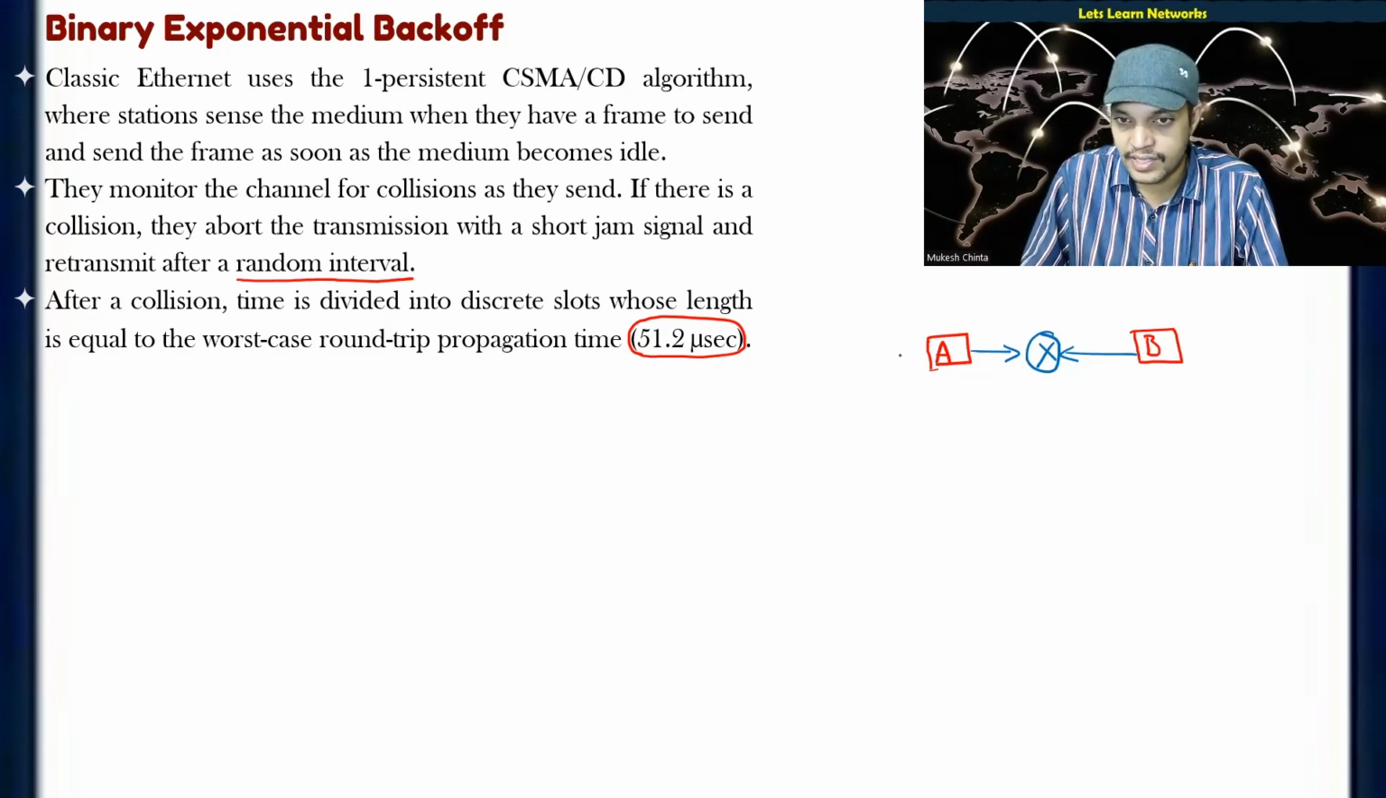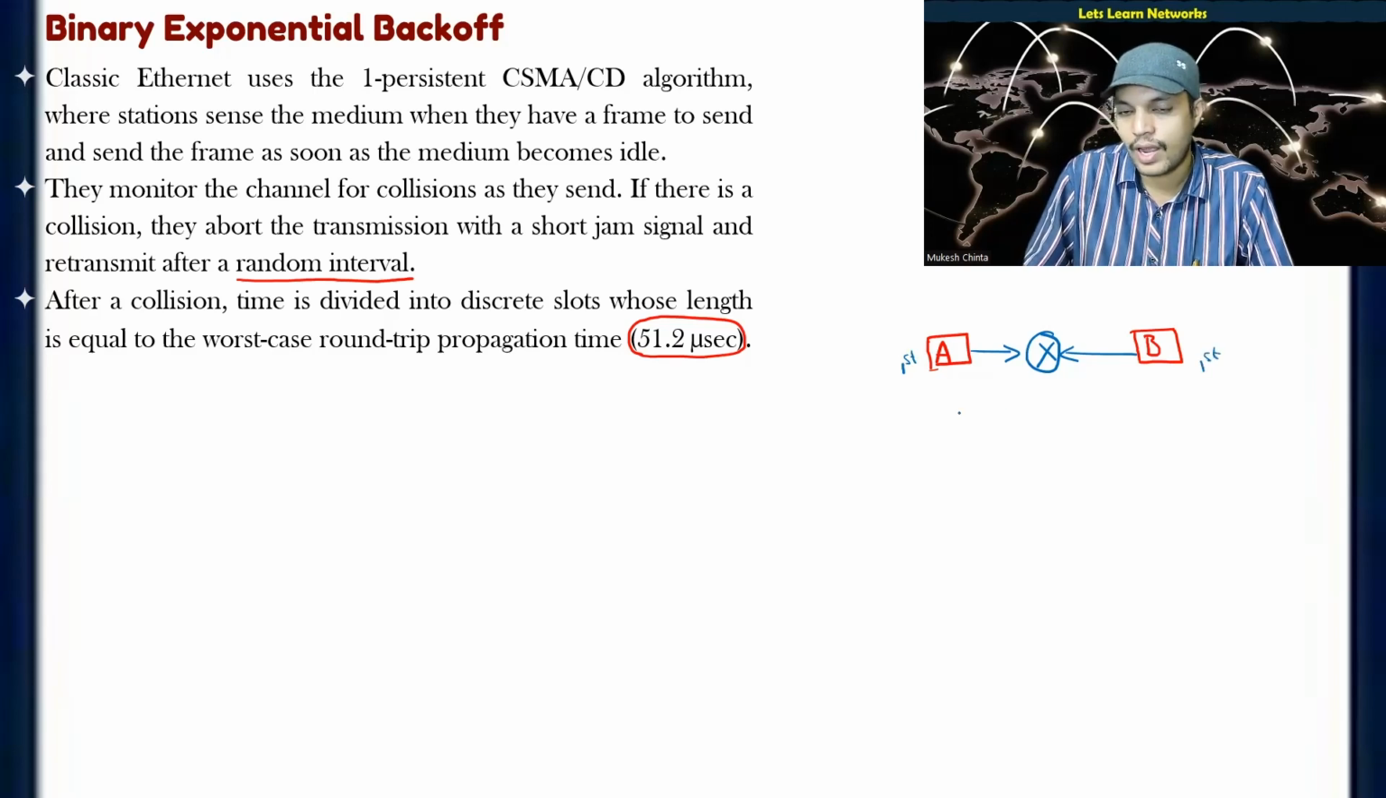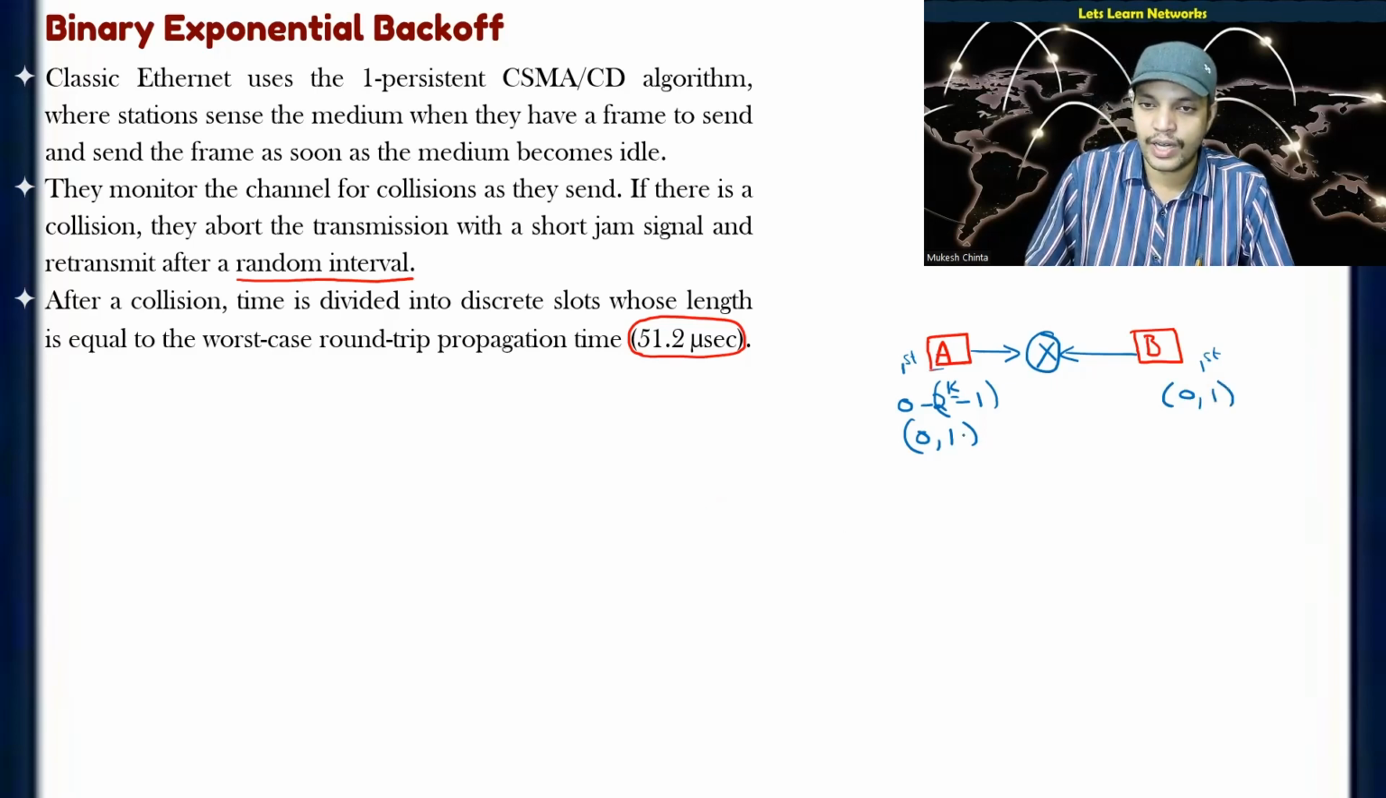Because this is the first instance of collision at both the stations, A will now select a random number. The random number is selected in such a way that 0 to 2 power k minus 1. What is this k? K is the number of retransmissions that you are doing. Because this is the first one, A has to select from 0, 1 because 2 power 1 minus 1. Similarly, B will also select from 0, 1. Unfortunately, let us assume that A has selected 0, B has selected 0 only.